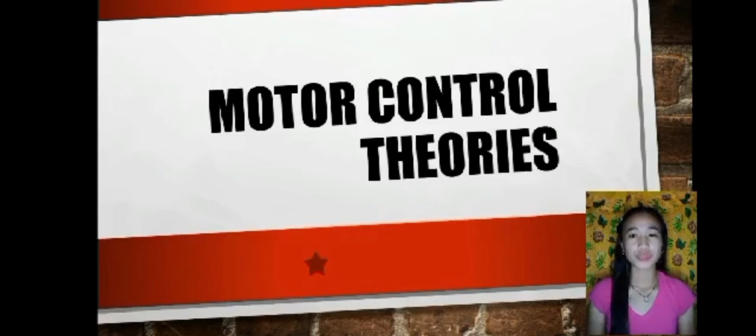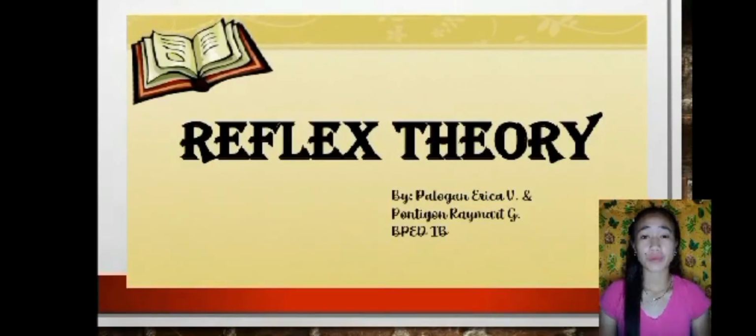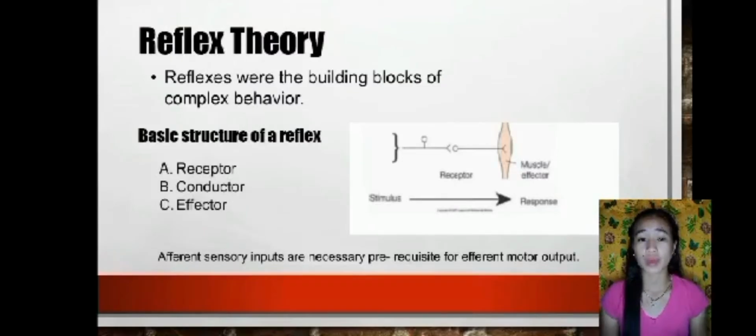So, for now, let's proceed to my topic, which is reflex theory. Reflex theory are movements controlled by stimulus response. Reflexes are the basis for the movement. Reflexes are combined into action that create behavior and were the building blocks of complex behavior. For example, if you put your hand on the hot stove, a reflex causes you to immediately remove your hand before, hey, this is heat, message even gets to your brain.